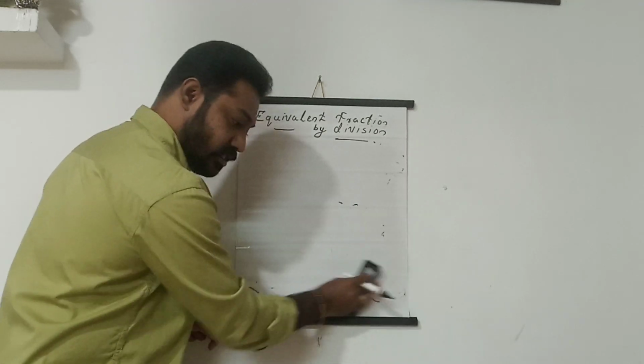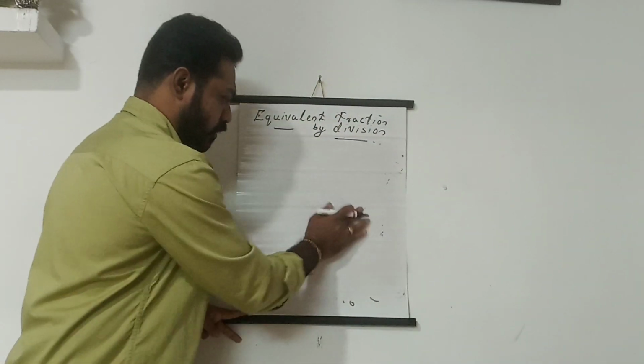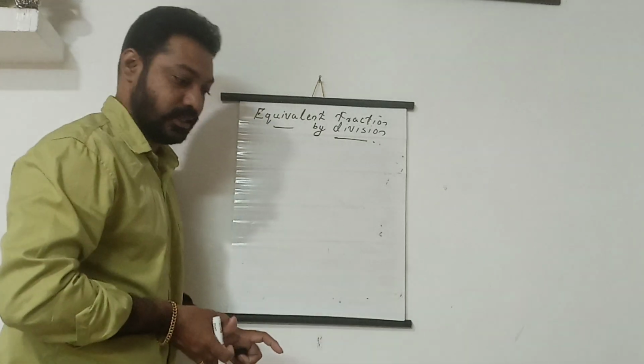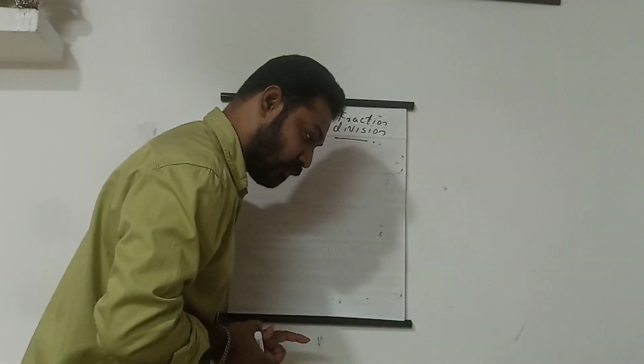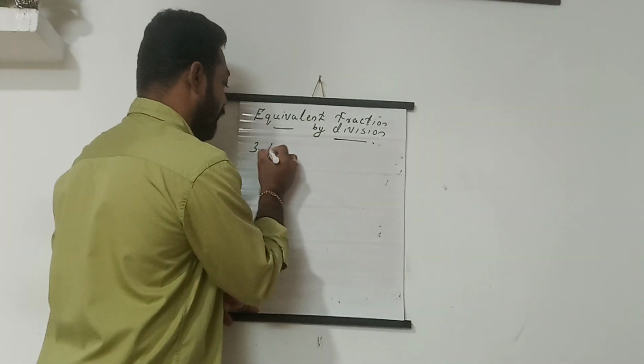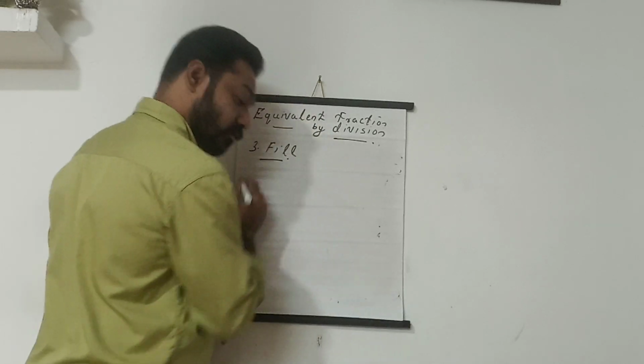So the next question is the fill in the blanks question. That also you might be confused about, because that is somewhat by the division method we used. So I will give an explanation for that one also. Third one, fill in the blanks. First one, what is the first one?